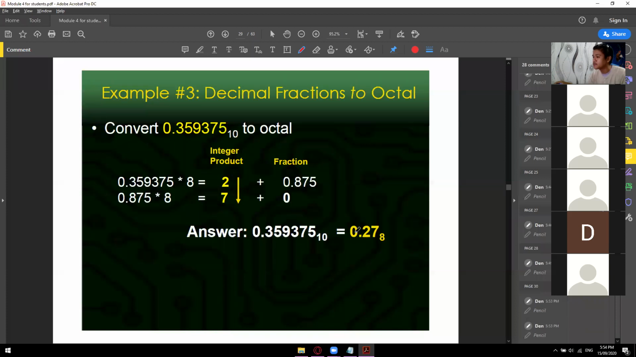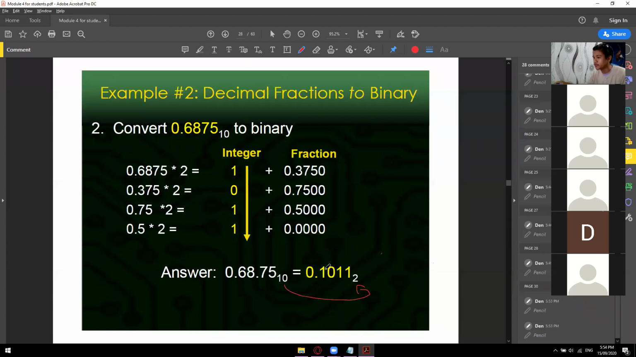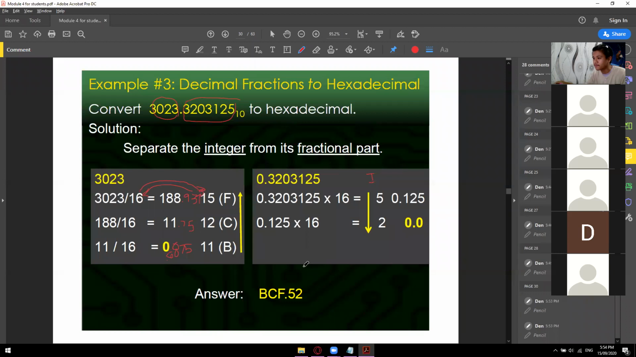So that is it, that 52. That is why we needed the dot earlier, because this is only for the fraction, only for the decimal. And if we have a whole number, you just put it here. So this one, 3023.320325 base 10 is equal to BCF.52. There is a missing unit here, which is the base. It should be base 16.